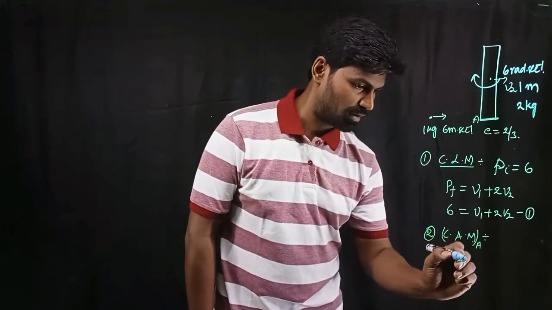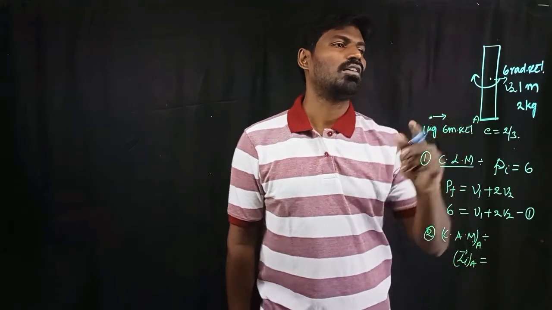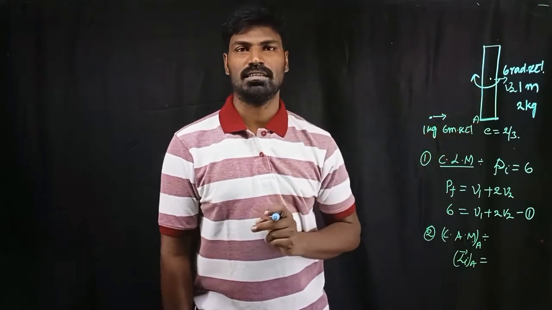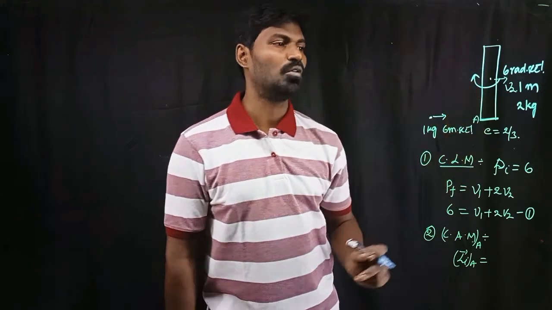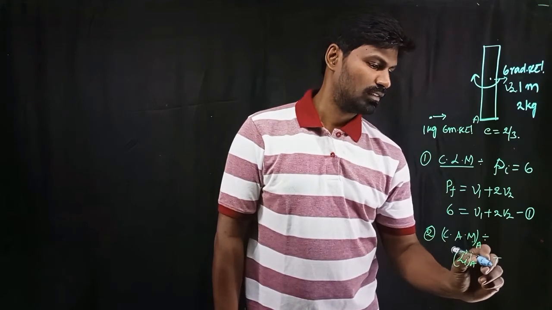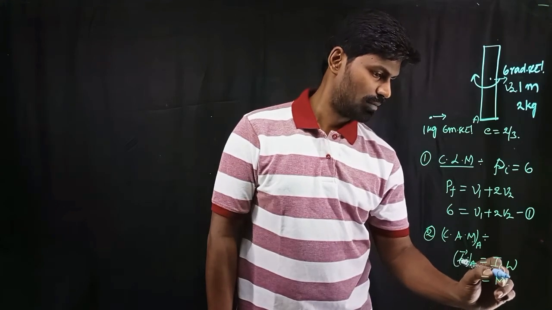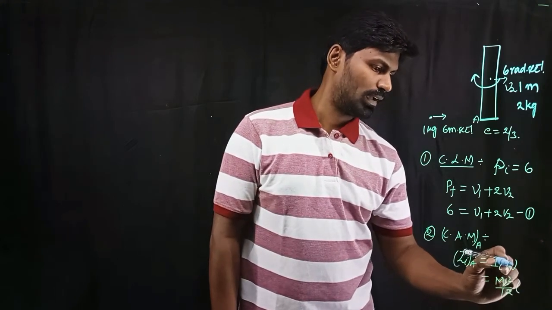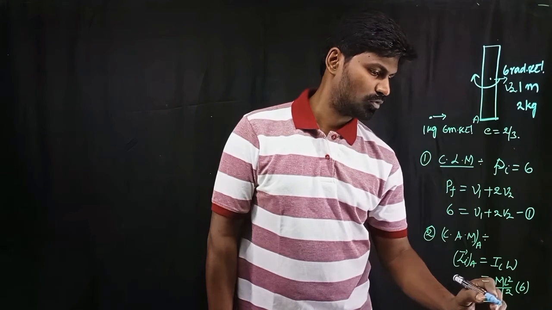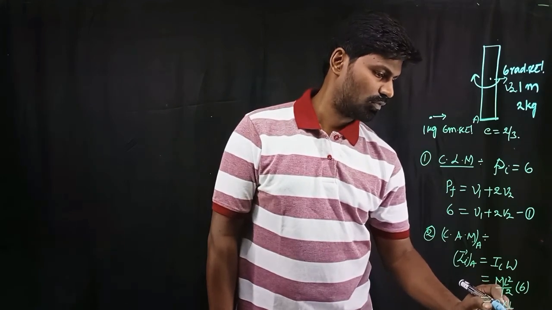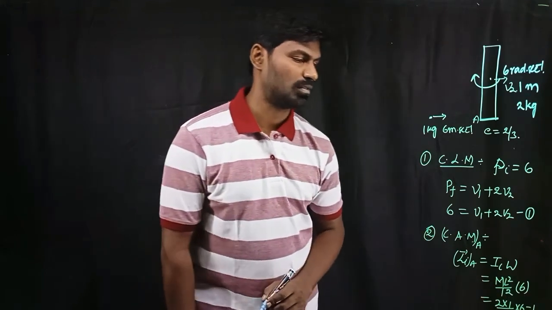So what is the initial angular momentum of the system about A? For this ball, obviously it is zero. What about the rod? The rod is rotating about its centroidal axis, its center of mass, so its orbital angular momentum about A is zero. It has only spin angular momentum, that is I_cm times omega. I_cm is ML^2/12, times omega, which is 6. M is 2 kilograms, L is 1 meter, divided by 12, into 6, which is nothing but 1. This is the initial angular momentum of the system about A.